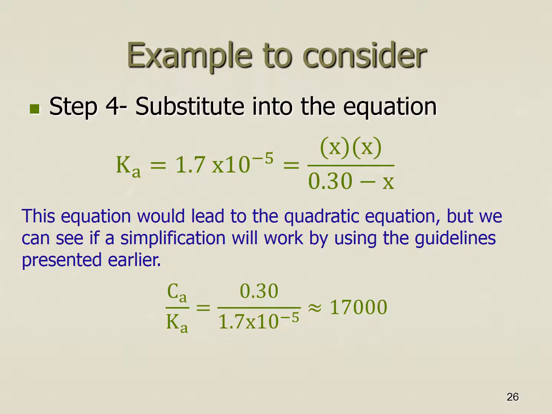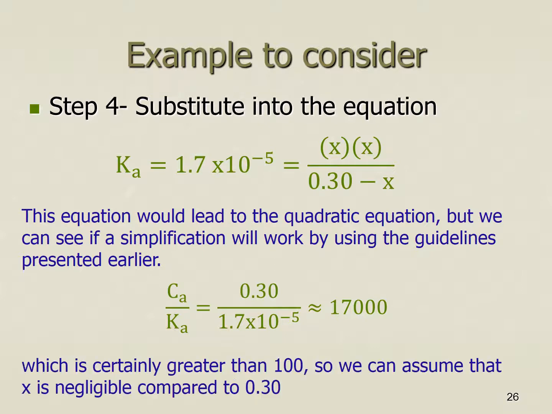If you calculate that, you get somewhere around 17,000. Clearly that's greater than 100. So what that means is we can assume X is negligible compared to 0.3. And don't forget what I said, you want to write somewhere. So if you write the Ka expression, you get Ka equals X squared over 0.3 minus X. And then in your next step, you might say, because Ca over Ka is greater than 100, we're going to assume X is negligible compared to 0.3.